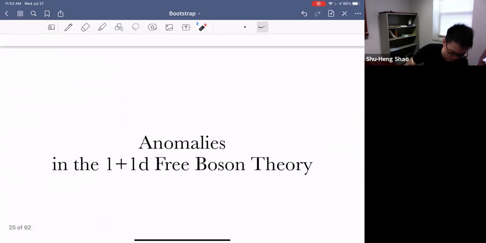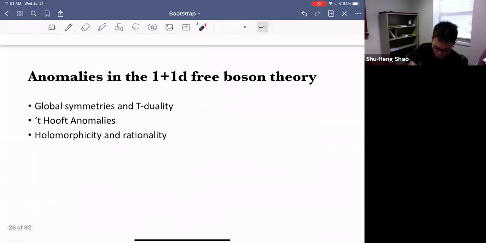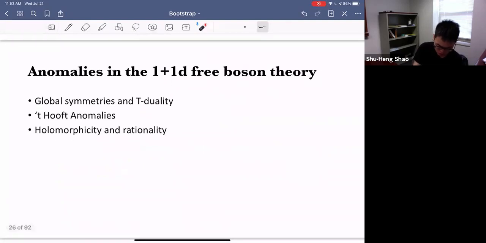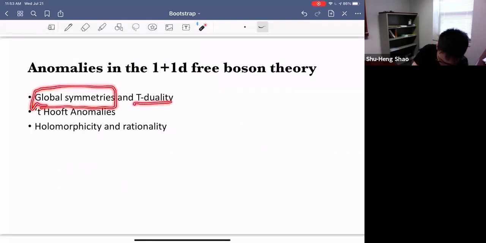Okay, so I have 5-6 minutes left. Maybe I can say a little bit about the next lecture, and we can continue tomorrow for the rest. So now we're moving to 1+1D. I will only talk about the free boson theory, which might appear to be trivial, but it's extremely rich. I'll start with some general discussion about the global symmetry and the T-duality of the 1+1D c equals 1 CFT. Then I'll talk about the anomalies, and then some comments about holomorphicity and rationality.